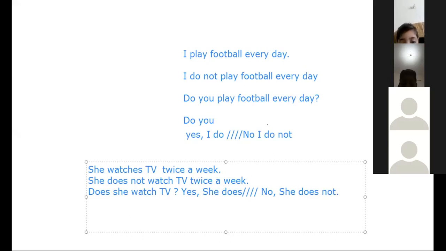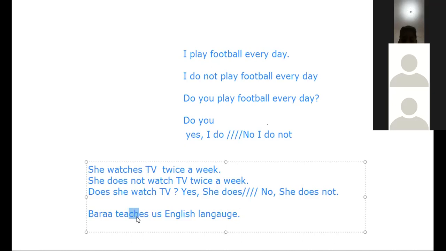Baraa teaches us English language. So, Baraa teaches us English language. This is a statement or positive sentence. Notice, Baraa teaches. We add ES because this verb ends with ch sound, okay?